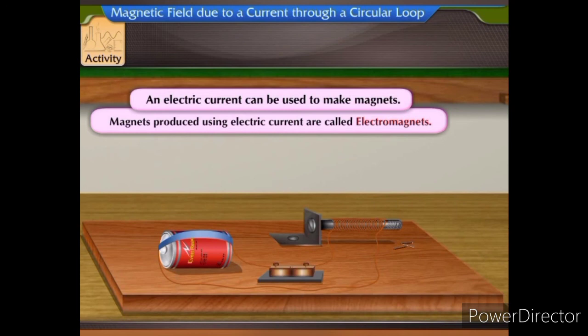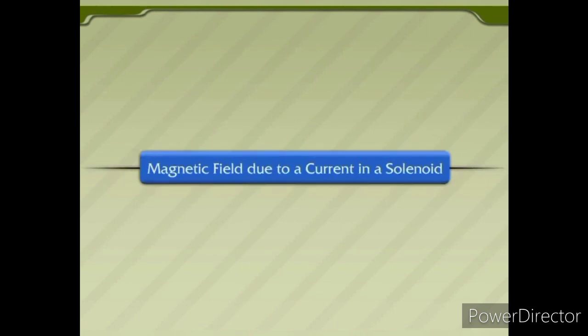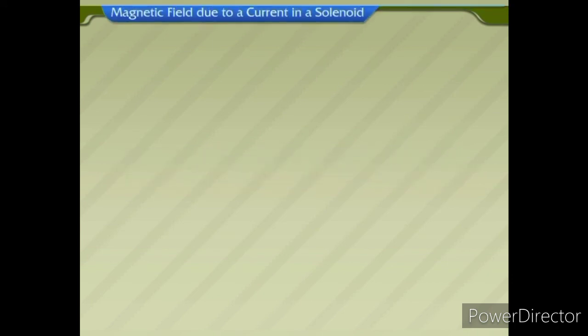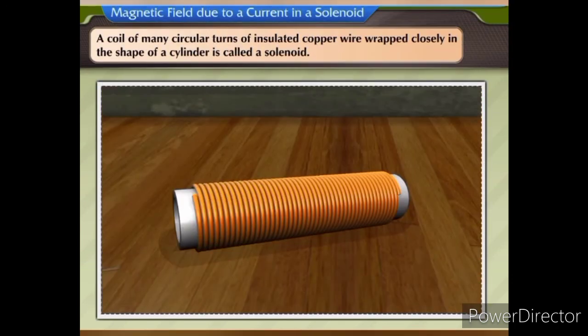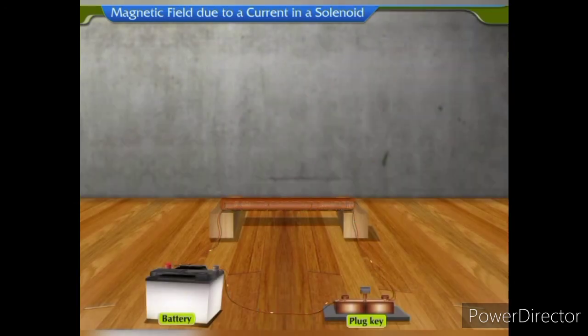Let us find how a magnetic field is produced due to a current flowing through a solenoid. Magnetic field due to a current in a solenoid. A coil of many circular turns of insulated copper wire wrapped closely in the shape of a cylinder is called a solenoid. When an electric current is passed through a solenoid, it produces an axial magnetic field. The current flowing through a circular coil produces an axial magnetic field.